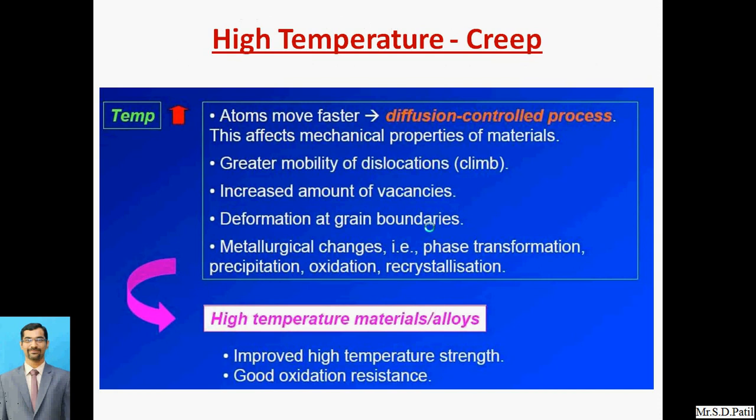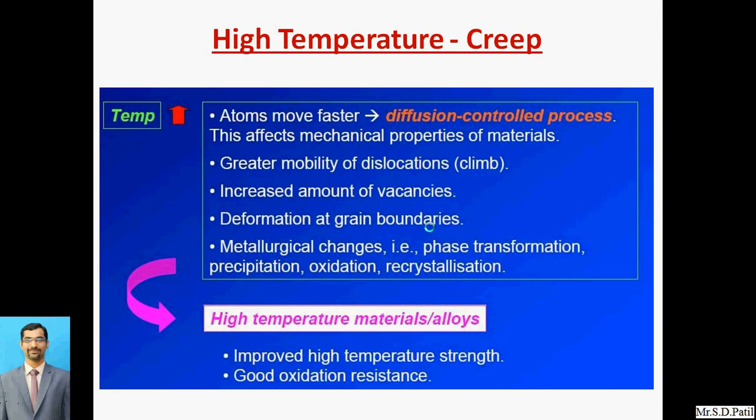So the high temperature creep. What is the meaning of high temperature creep? The atoms move faster in high temperature creep. If the temperature is high, there will be greater mobility of dislocations, and an increased amount of vacancies. If the temperature is very high, the vacancies may increase rapidly and move towards the grain boundaries, so deformation at the grain boundaries may occur.